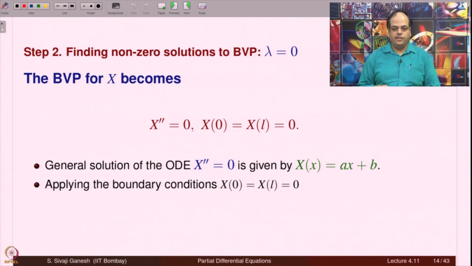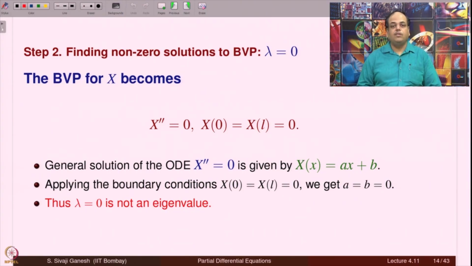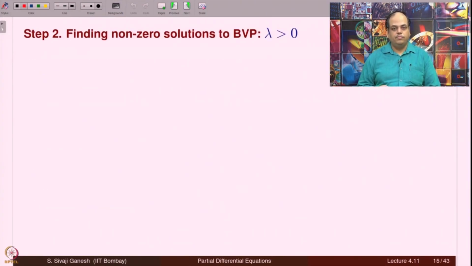So, applying the boundary conditions, we get A and b to be 0. That is obvious because this is a straight line and these conditions are demanding that it should pass through (0, 0) and (L, 0). That means the graph must be parallel to the x axis, which is the case only when it is a 0 function. So, lambda equal to 0 is not an eigenvalue. So, we do not bother about that, it is not interesting.